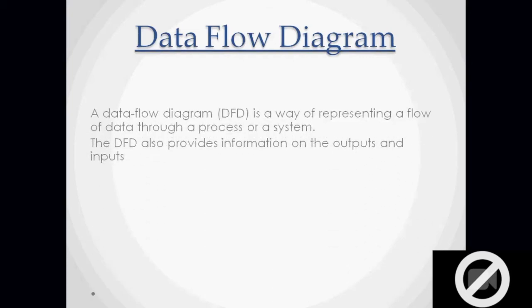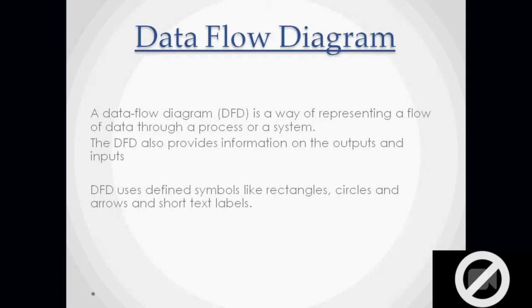When we say a data flow diagram, it's just to show the flow of data through a process or system. It provides information about what data is going in and what data is coming out of the system or the process. We have different symbols that we use: rectangles, circles, arrows and short labels. You can use SmartDraw, Visio, and Lucidchart to draw this, and any other software you think is relevant.